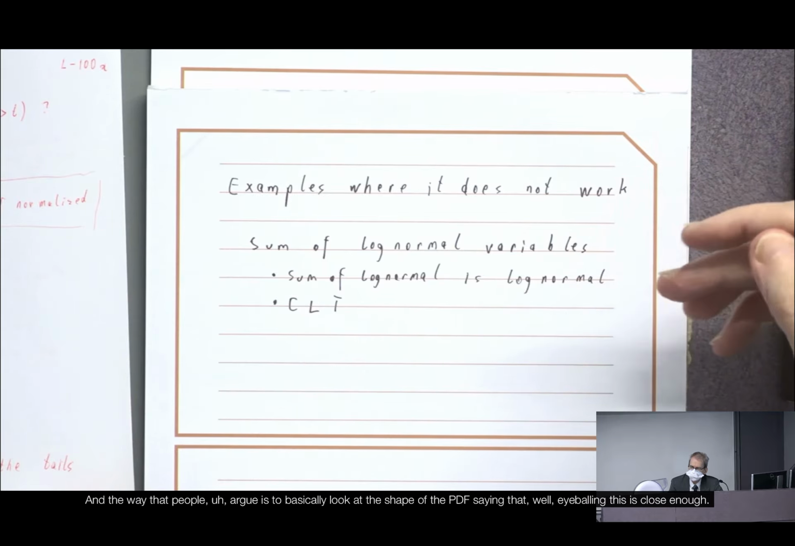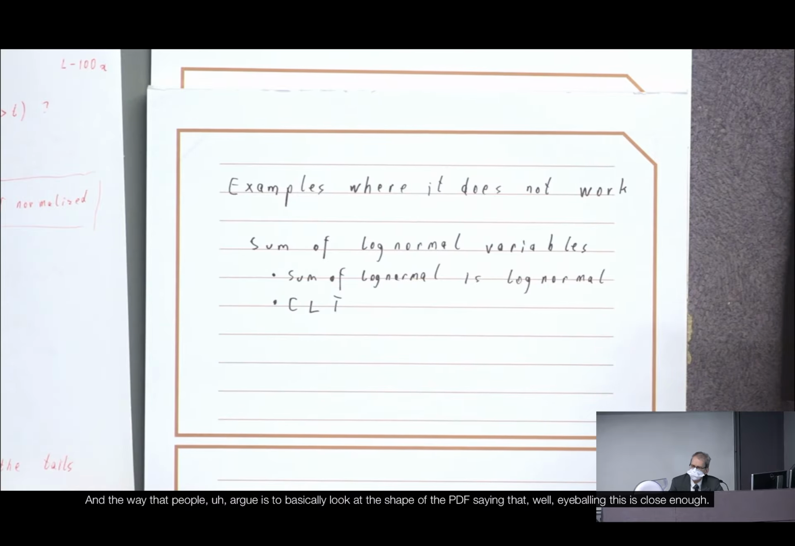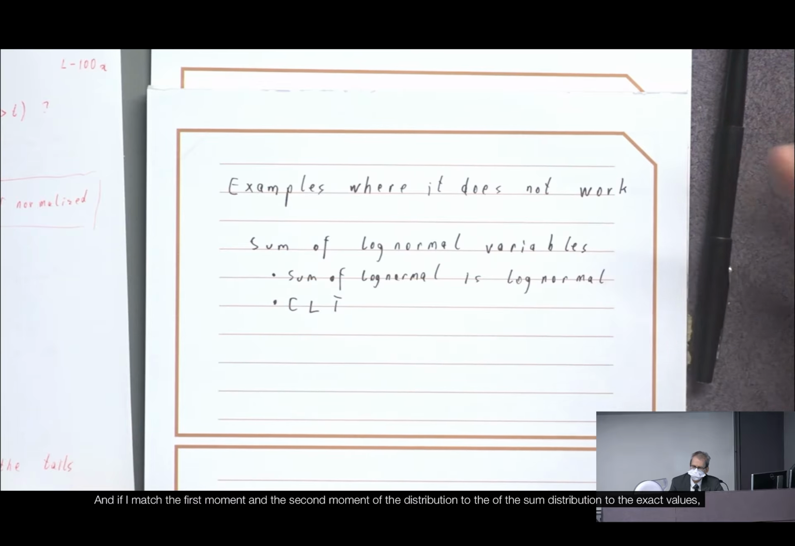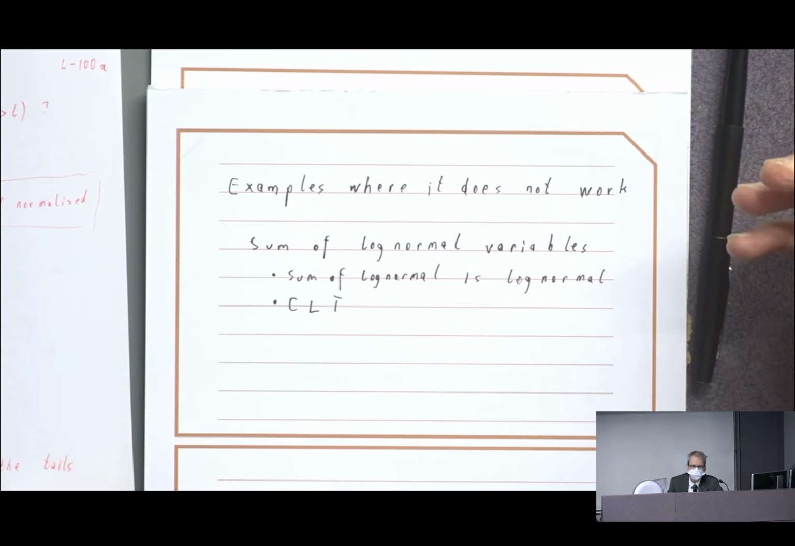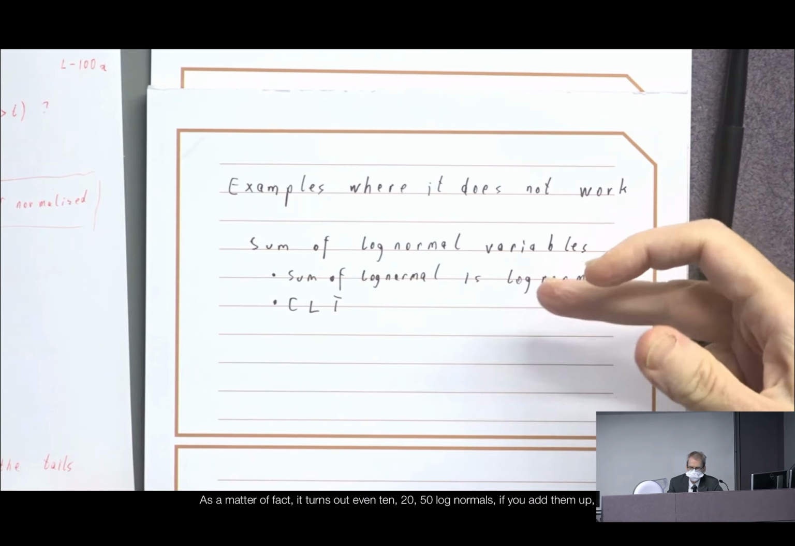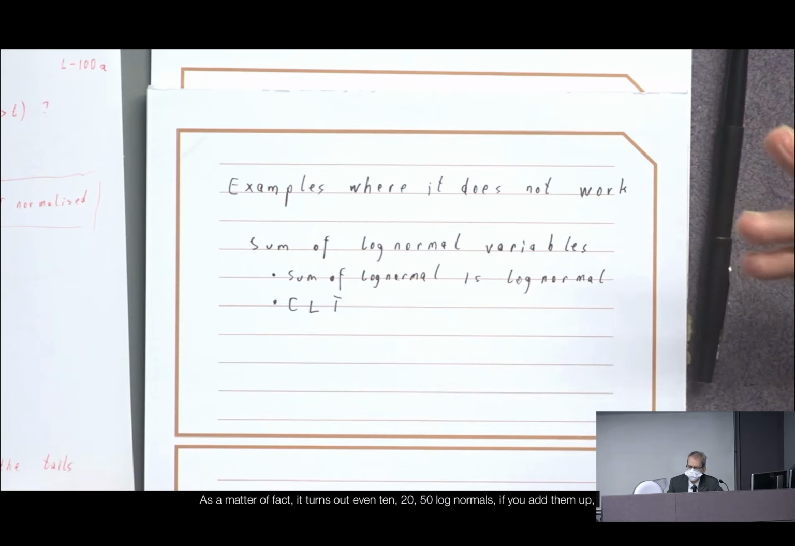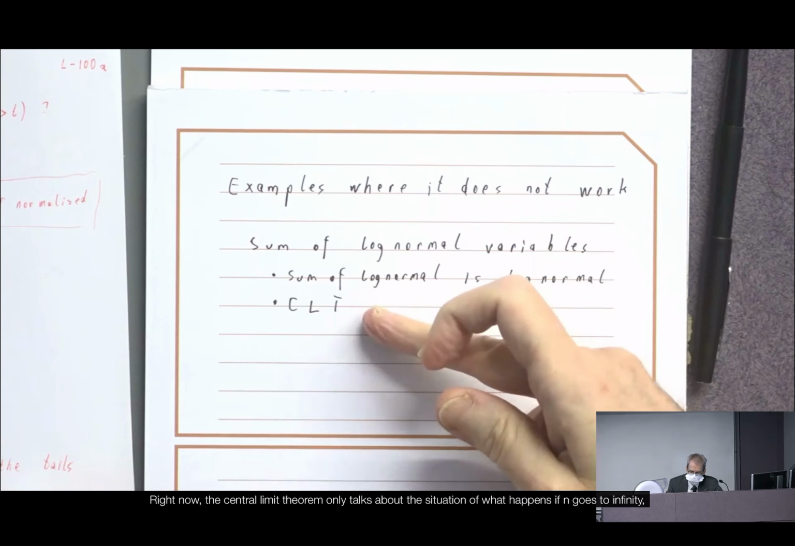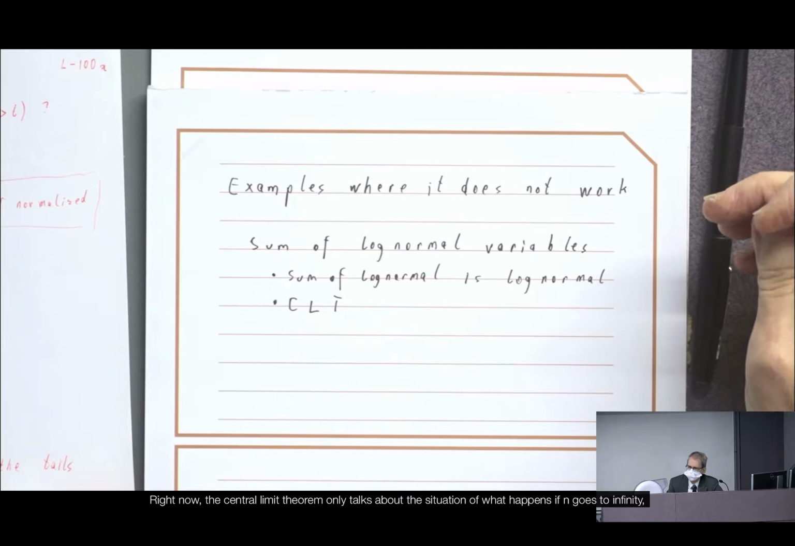And the way that people argue is to basically look at the shape of the PDF, saying that, well, eyeballing this is close enough, and if I match the first moment and the second moment of the sum distribution to the exact values, then I get something that is a pretty decent approximation. And this works great as long as you really have a few log normals. It turns out even 10, 20, 50 log normals, if you add them up, the shape still looks reasonably log normal, but it's never exact. Now, the central limit theorem only talks about what happens if n goes to infinity.